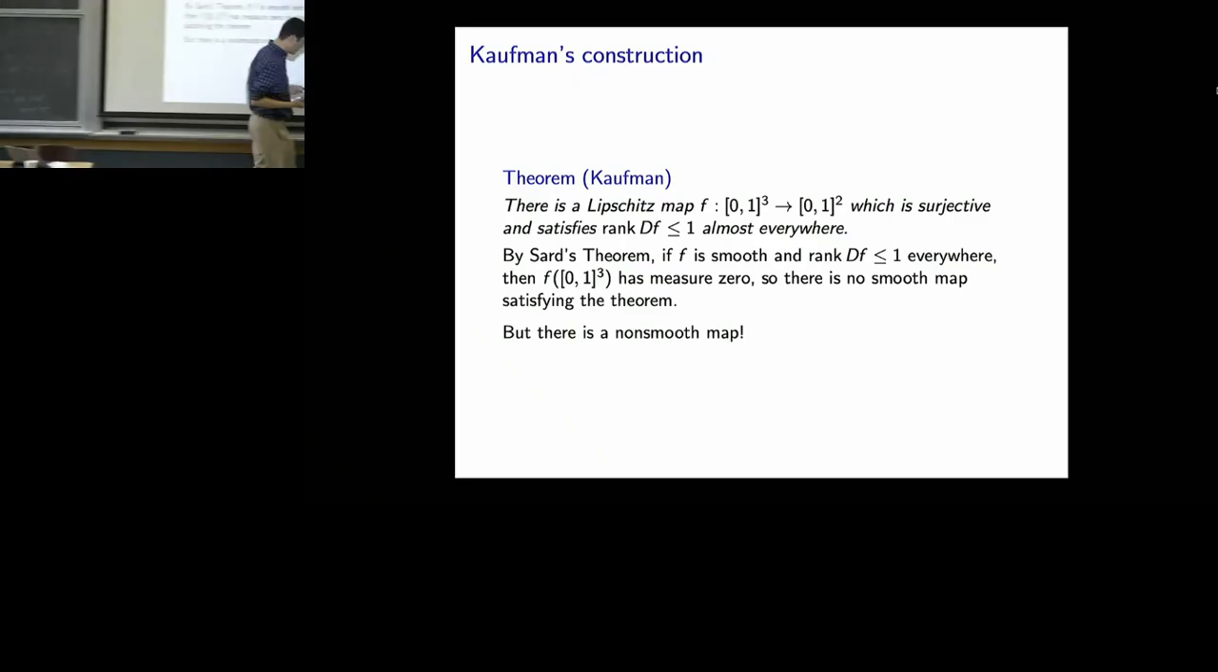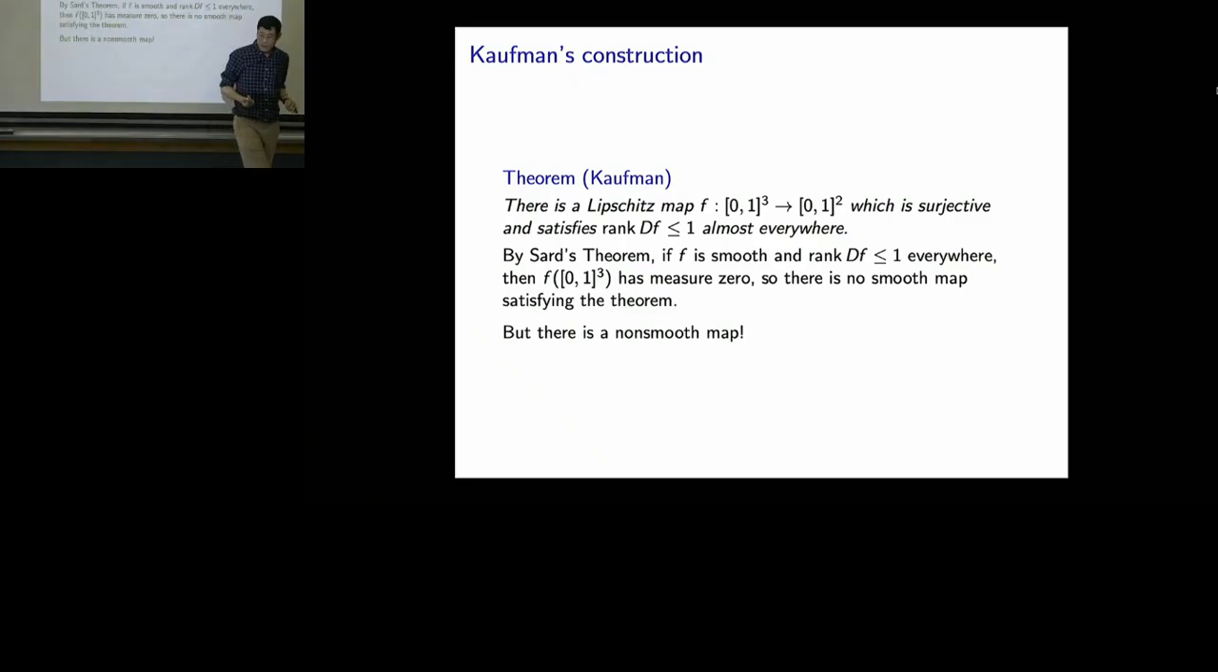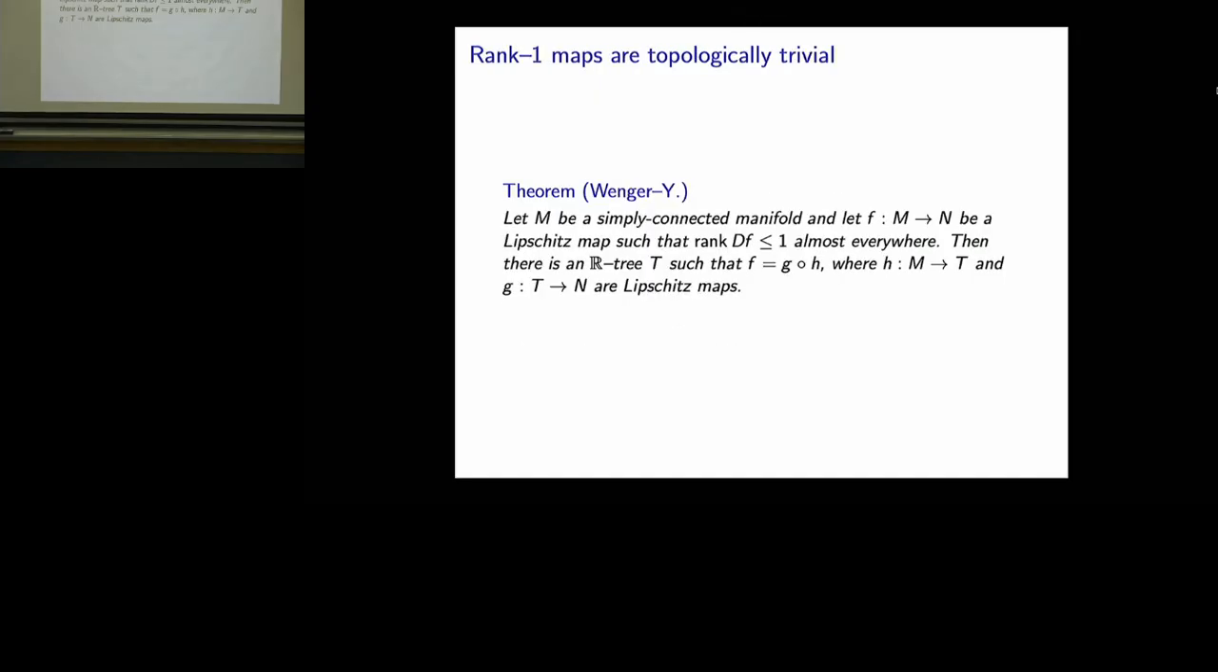I've given this for a map from the cube to the square, but if you wanted to, you could change the domain, you could change the range, you could change the tree you use here. But there is one limitation, which is that all the maps that you can construct this way are sort of topologically trivial. You can show that if you have a simply connected M and a Lipschitz map like this, where the rank of the map is at most 1 almost everywhere, then the image is kind of in a tree. I mean, you can sort of see the tree in this picture.